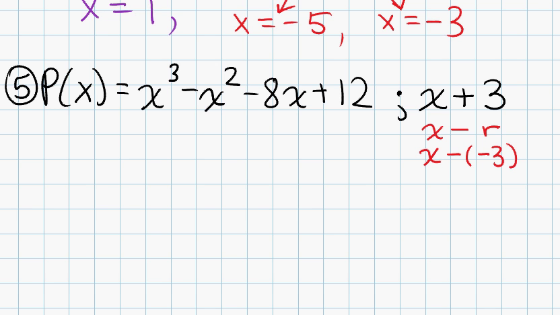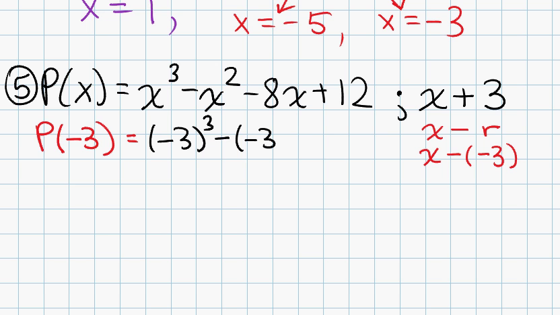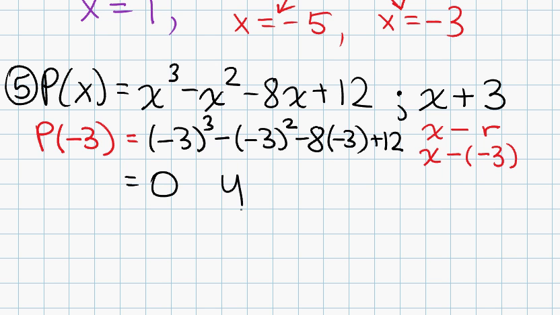So we're going to evaluate p of negative 3. Negative 3 cubed minus negative 3 squared minus 8 times negative 3 plus 12. This does give us 0. So is x plus 3 a factor? Yes, which is good, because that means we can use synthetic division, factor our answer out, and get all 3 zeros, which is our goal.